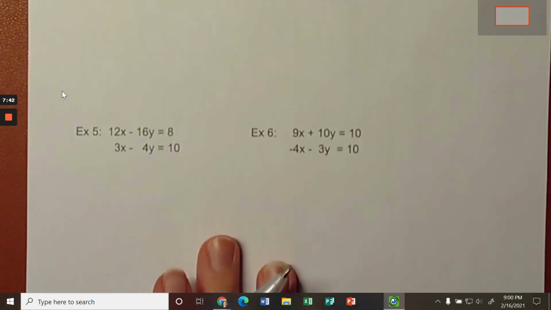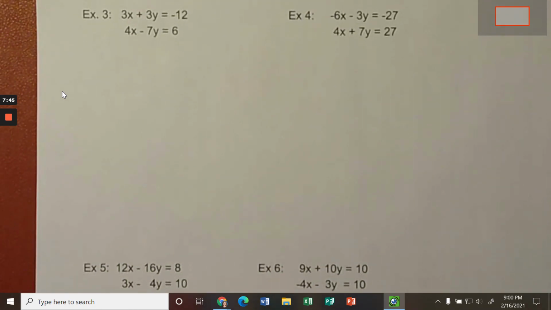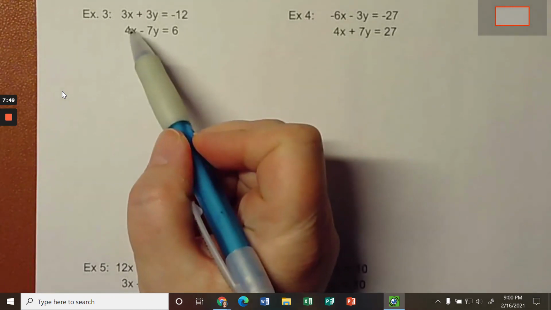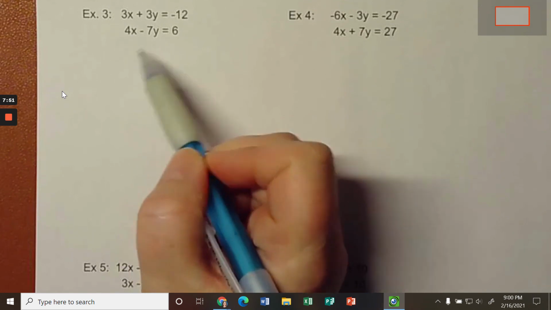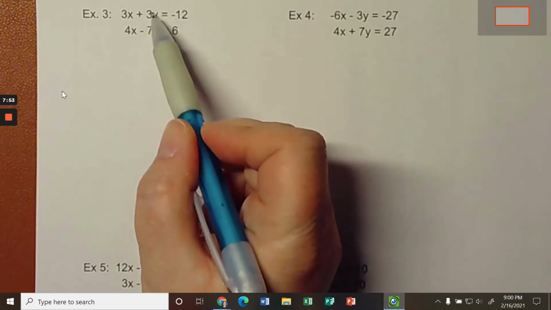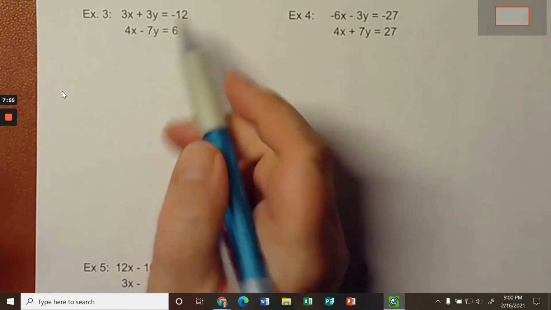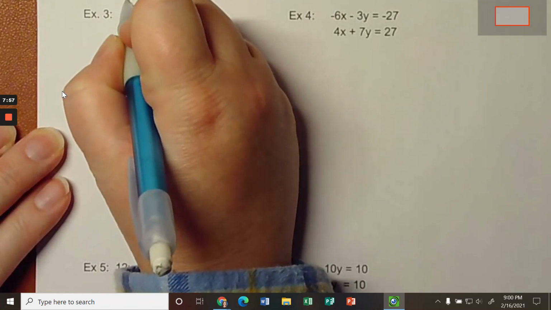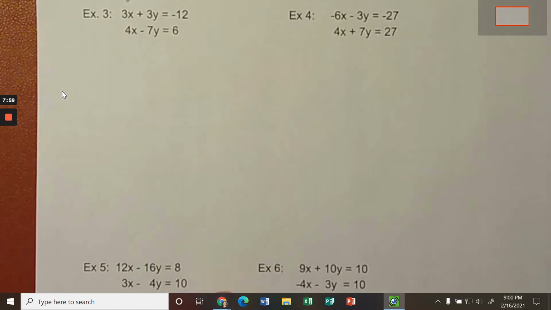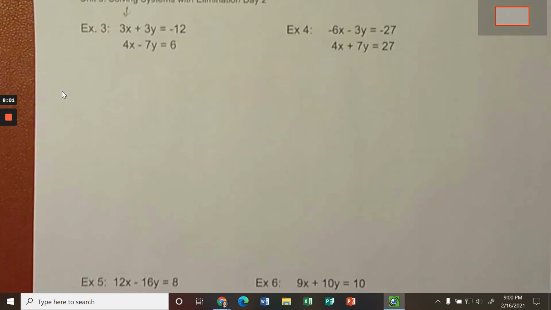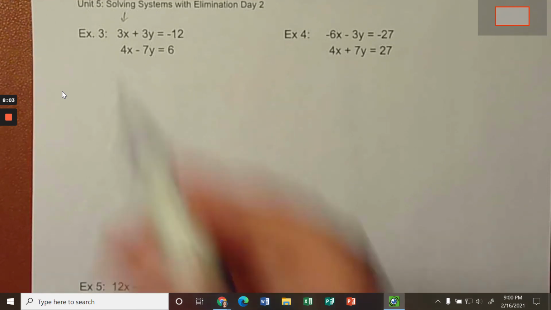Okay, number 3. All right, so when I look at these, the least common multiple of 3 and 4 is 12. Least common multiple of 7 and 3 is 21. So I'd rather work with 12 than 21. Keep our numbers slightly smaller. So we'll cancel out the x's. And they're both positive, so it doesn't matter.